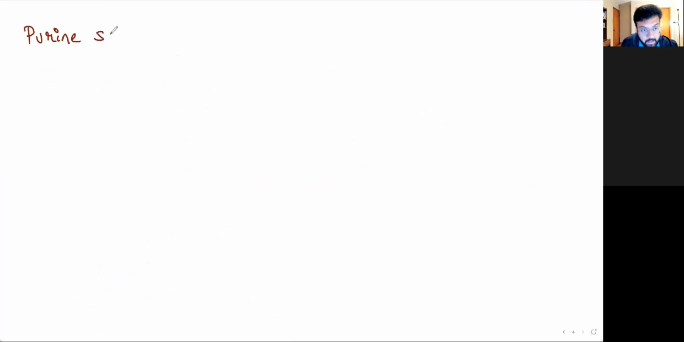Purine synthesis. And I told you the initial rule: we want to make sugar first and then nitrogenous base. In pyrimidine synthesis, we made nitrogenous base, which is orotic acid, first and then added sugar. Here we'll make sugar first. So sugar, we already know that part. What should I start with here in purine synthesis?